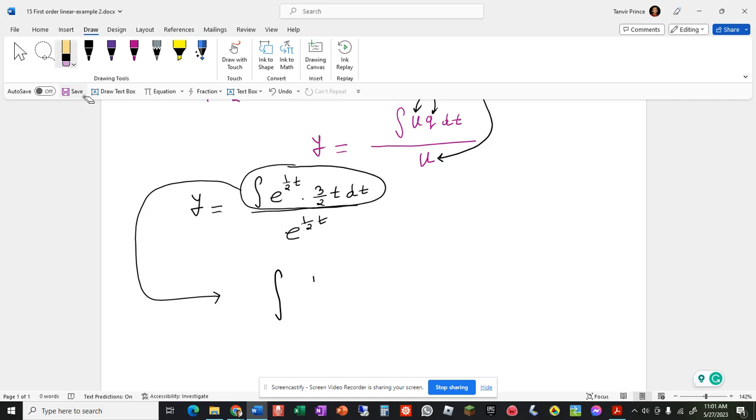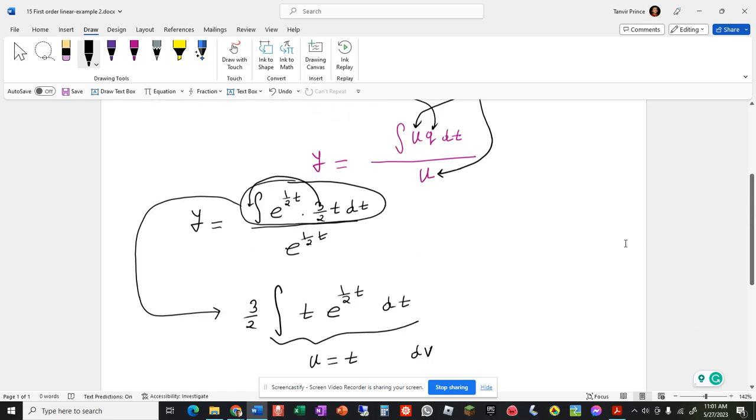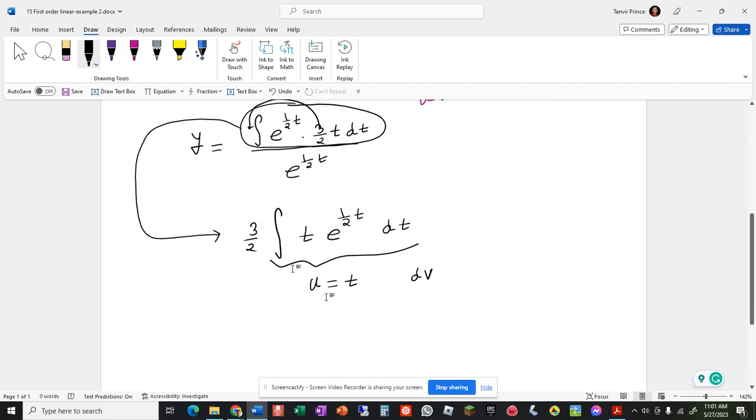Let me write this 3 over 2. So let me actually bring this 3 over 2 outside the integral. So here we can use integration by parts. Let's do the integral by parts. So u is t. Don't confuse this u with the other u. That u is for the integrating factor, and this is a temporary u that we use when we evaluate the integral using integration by parts.